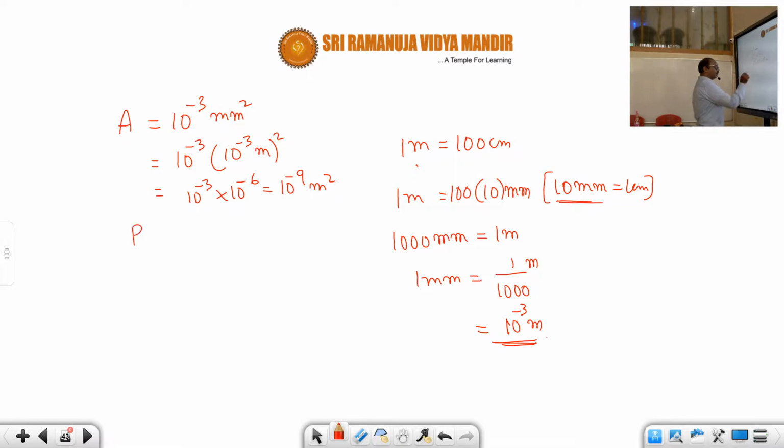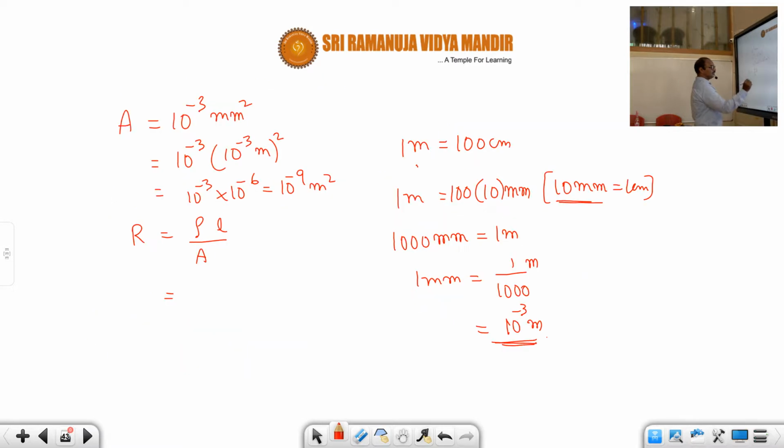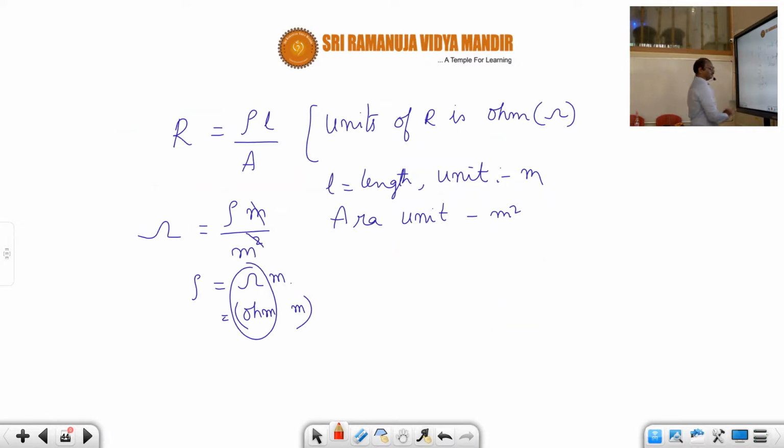Now take the formula R equals rho L divided by area. All the values are known. The resistivity is a known value. What is the resistivity value? 20 into 10 to the power minus 10. So 20 into 10 to the power minus 10, and the length value. What is the length value?